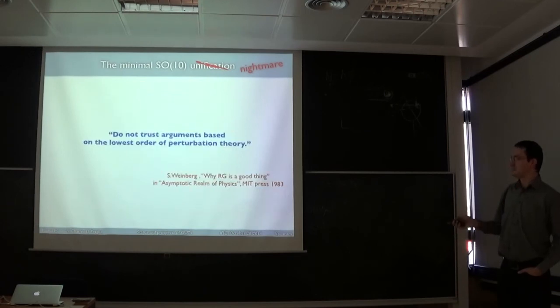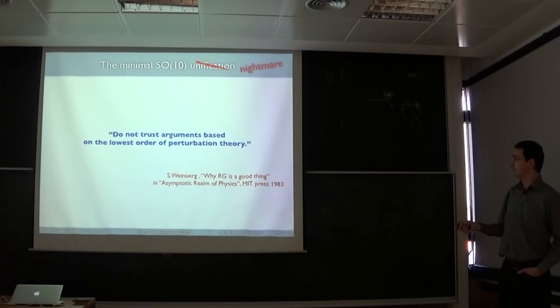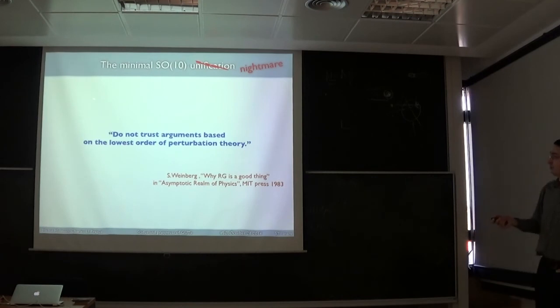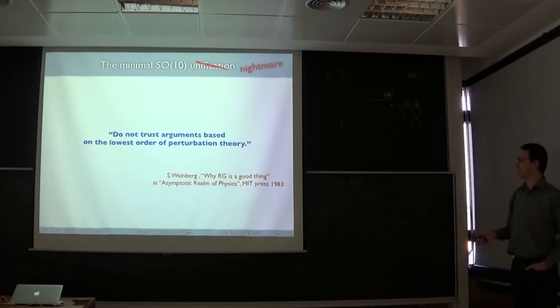However, this was all based on the leading order approximation, I mean on the classical potential. And as classics say, we should not trust arguments based on this sort of perturbation theory. This is the second Weinberg's rule of progress in physics, or the second Weinberg's law. It's like the three Asimov's laws in robotics, so this is the second Weinberg's law.